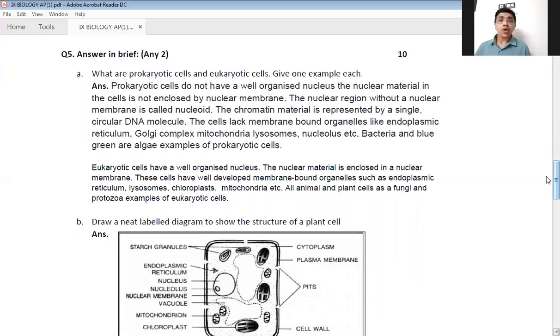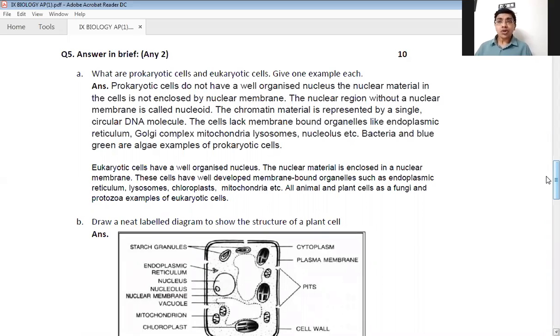So let's start with prokaryotic cells. As clearly mentioned here, prokaryotic cells do not have a well-organized nucleus, right? Why do we say that? Because the nuclear material in the cell is not enclosed by a nuclear membrane, a kind of covering which is needed. If there is no boundary to the nucleus, you cannot say that it has a nucleus. It's like a room with no walls is not a room. There have to be walls to consider it one particular room. Here also, without a nuclear membrane, the nucleus is considered absent, right?